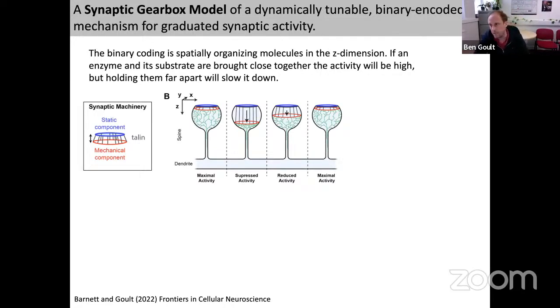1,000 spines on it, and each of those spines has got different activity. And if you look with a microscope, they all look exactly the same. But here you could imagine that by spatially organizing these enzymes relative to each other, some of these combinations might give rise to high activity where all the enzymes are lined up, and some might be held apart, which means that they'd have suppressed activity.